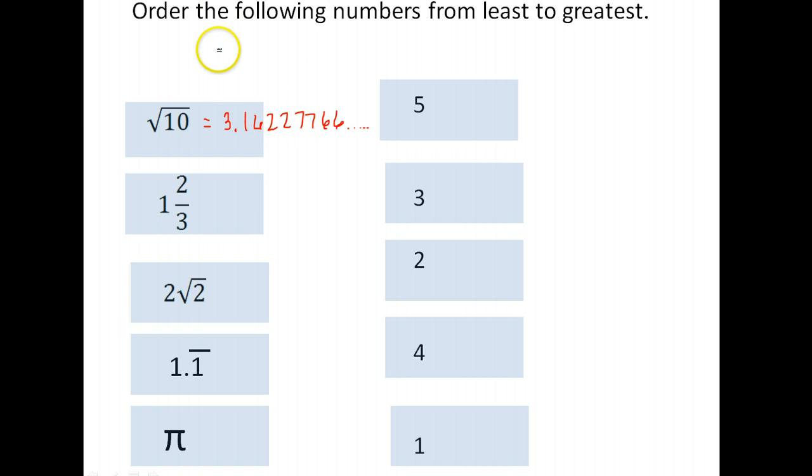Okay, 1 2/3. Now if you're wanting to change a fraction to a decimal, what you do is you take the top divided by the bottom. So that's exactly what you would do, is you'd do 2 divided by 3, which gives you 0.66666, repeating. But notice we have that 1 in the front, so it's 1.66666 continued. Okay, 2 square root 2.